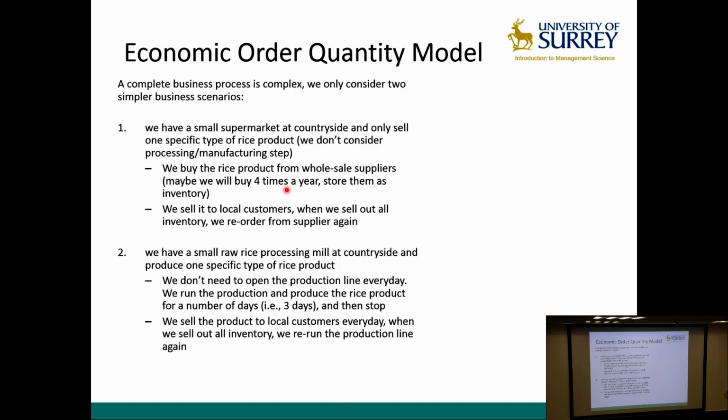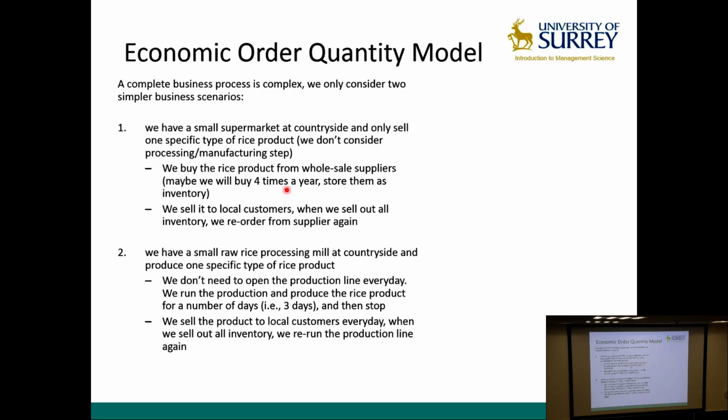Every time we open our production, we hope to produce something and at the same time sell to our customers. So basically the speed of our production should be faster than the demand from our customers. Otherwise, we won't have any inventories. This is also the case for the supermarket. The speed at which we buy from the suppliers should be faster than the demand from our customers. Otherwise, we won't have any inventories.